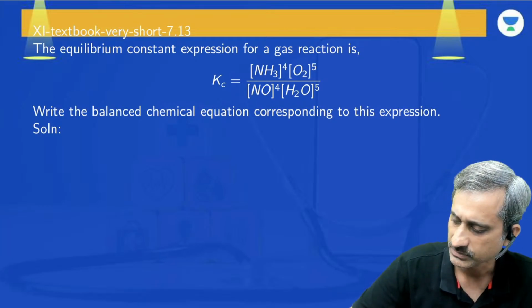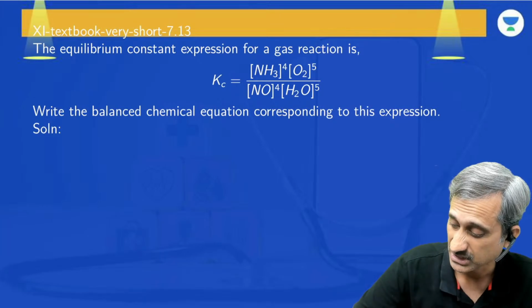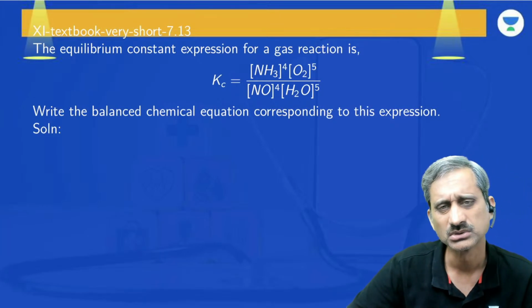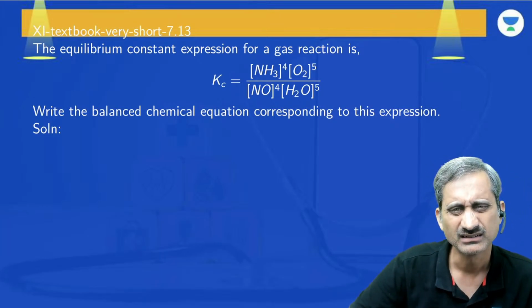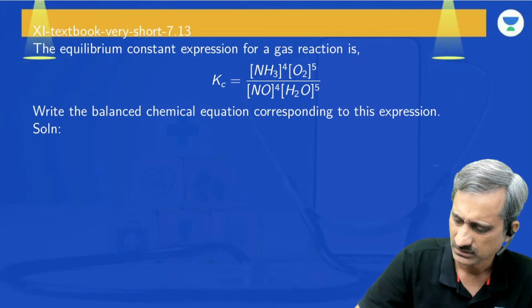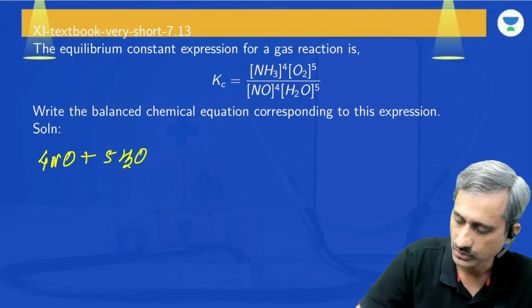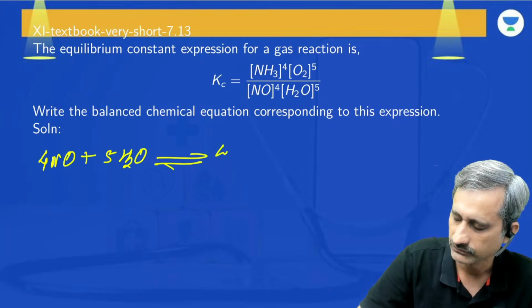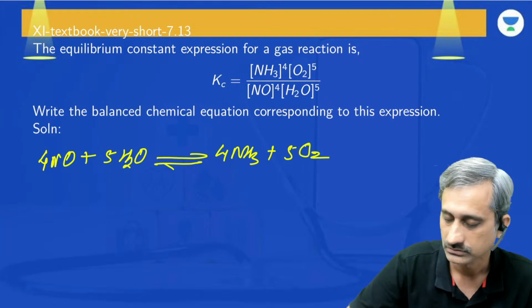The equilibrium constant expression for the gas reaction is this, right? The balanced chemical equation, लिख सकते हो इसकी equation, जल्दी लिख के दो. I think it's quite easy. बहुत simple सा है. 4NO plus 5H2O in equilibrium with 4NH3 plus 5O2. कोई problem?